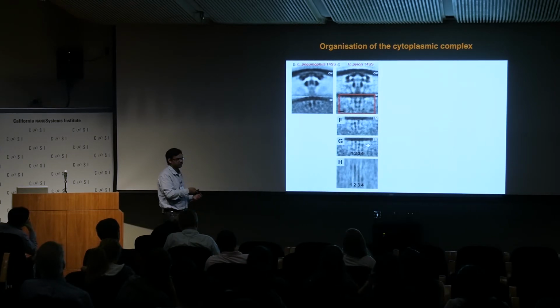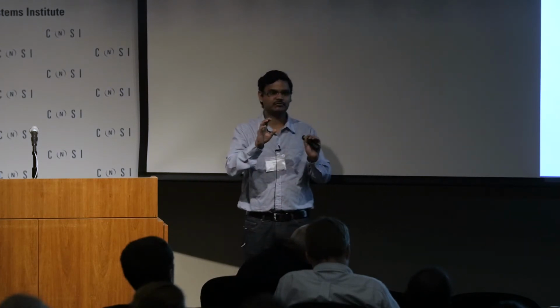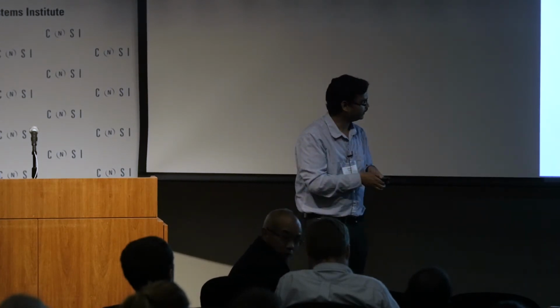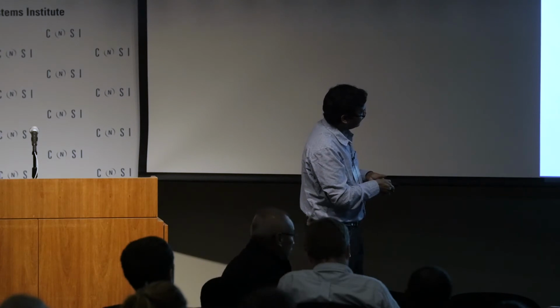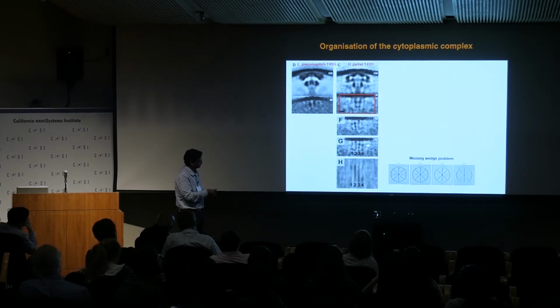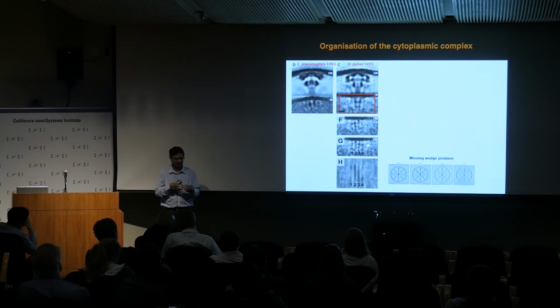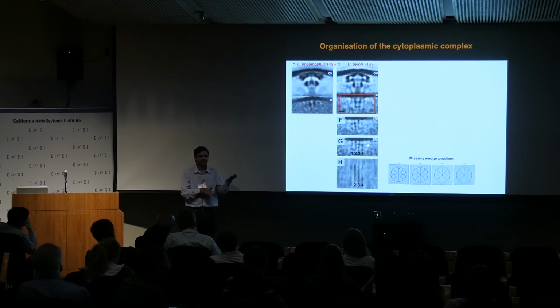And this is the end-on view of this complex. By end-on view, what I mean is that you are looking at the complex from the cytoplasmic side. And here you can see that it looks like two lines. So there is one pair of lines and there is another pair of lines, and that's where the concept of missing wedge comes in. Since inside cells, when we are trying to image these molecular machines, we are not getting the full information.